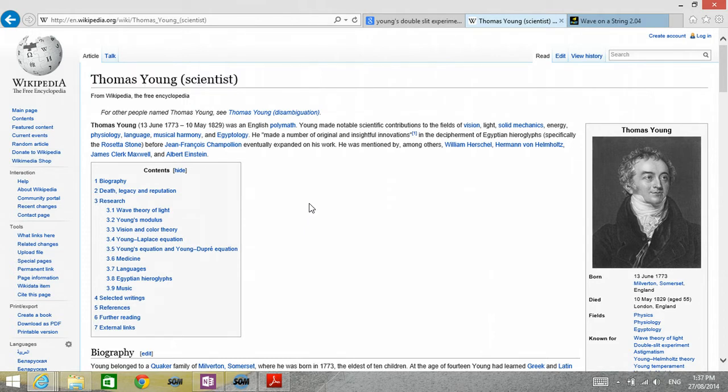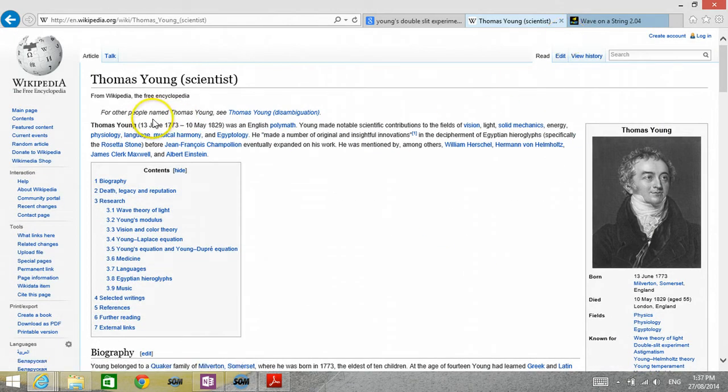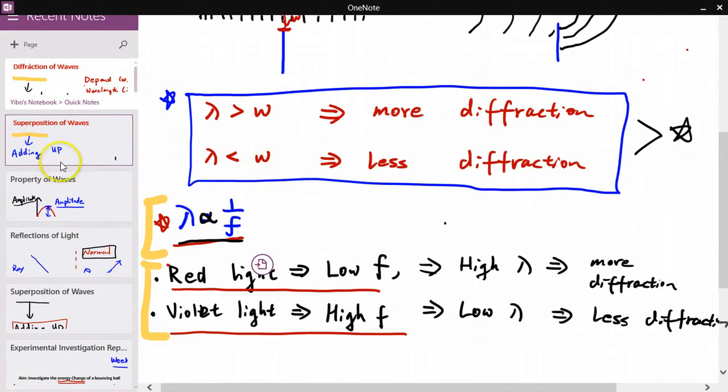This week we're going to learn how he did that. Here is a picture of Thomas Young. He looks like that. Now let's talk about the experiment.